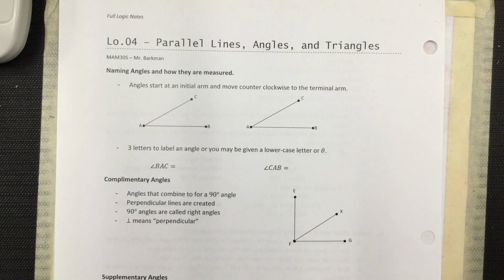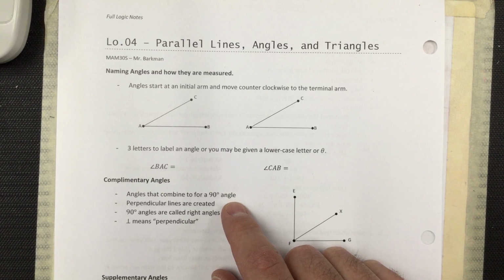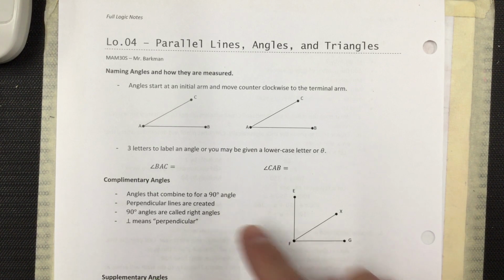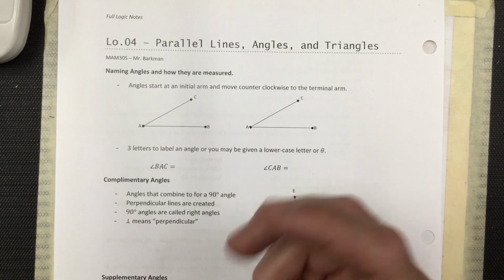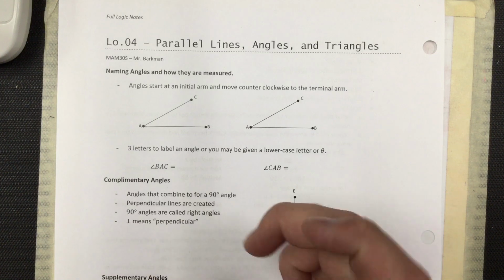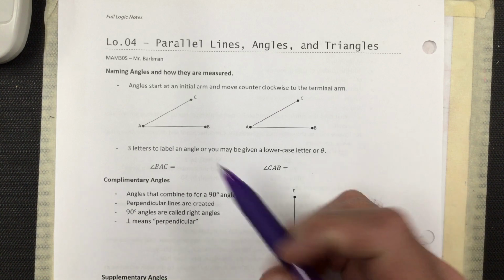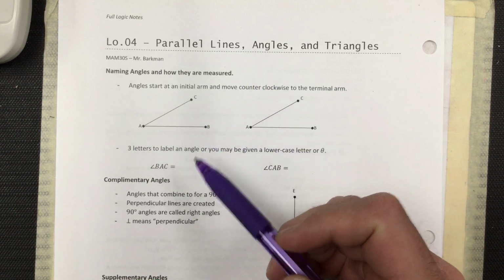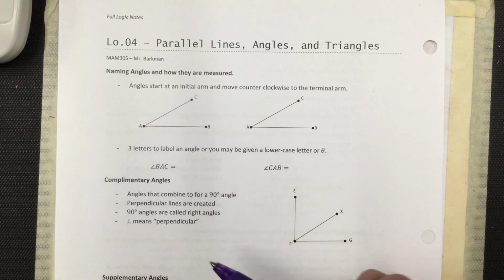All right, so we're going to take a look at another part of our logic unit. And this one's going a little bit back to what we looked at with angles earlier, except now instead of actually finding what the angle is, it's going to be more proofs of what an angle is and how can we prove it based on other angles. So we're going to look at a couple things that are a part of and properties of lines, angles, and triangles. First thing we're going to look at here is naming angles and how they are measured.